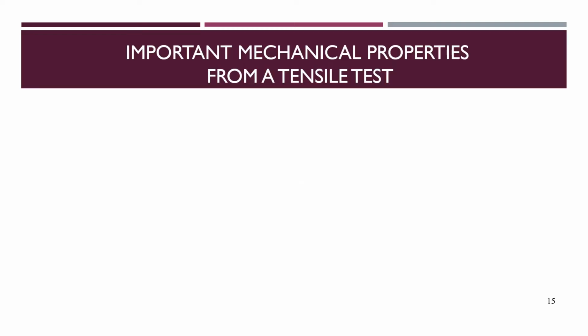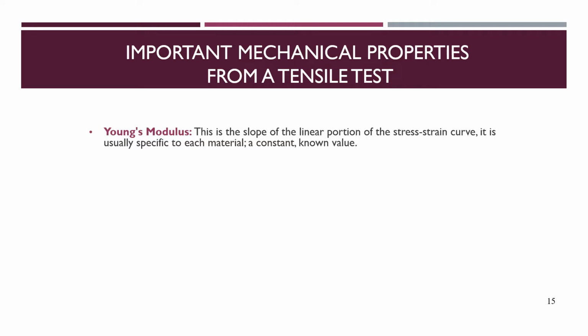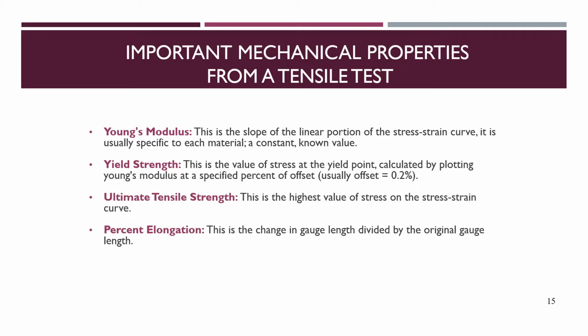Here are some important mechanical properties from a tensile test. The first one is Young modulus. It is the slope of a linear portion of the stress-strain curve. The second one is yield strength. It is the value of stress at the yield point, and it is usually calculated by plotting the Young modulus at the specific percentage of an offset. Usually, the offset that we use is 0.2%.